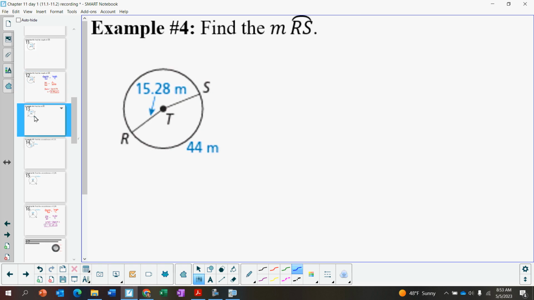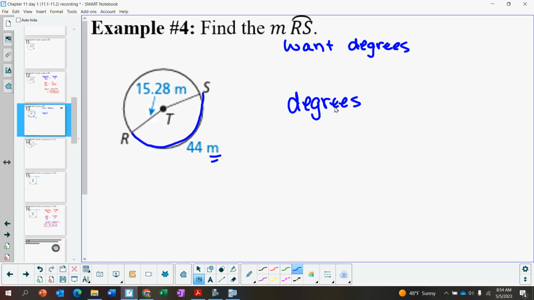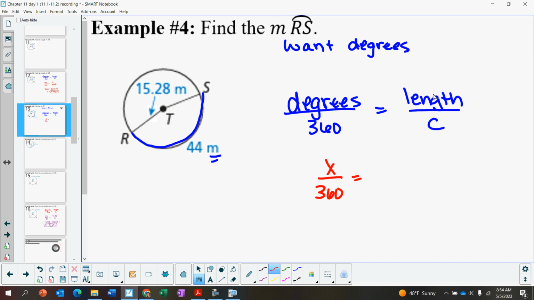Here, I'm given the length of arc RS because it's not giving it to me in degrees, it's giving it to me in terms of meters. I'm looking for the measure, so I'm looking for the degrees. So when I use my proportion of degrees over 360 equals the length over the circumference, I'm actually putting x in place of the degrees because the length here is 44.